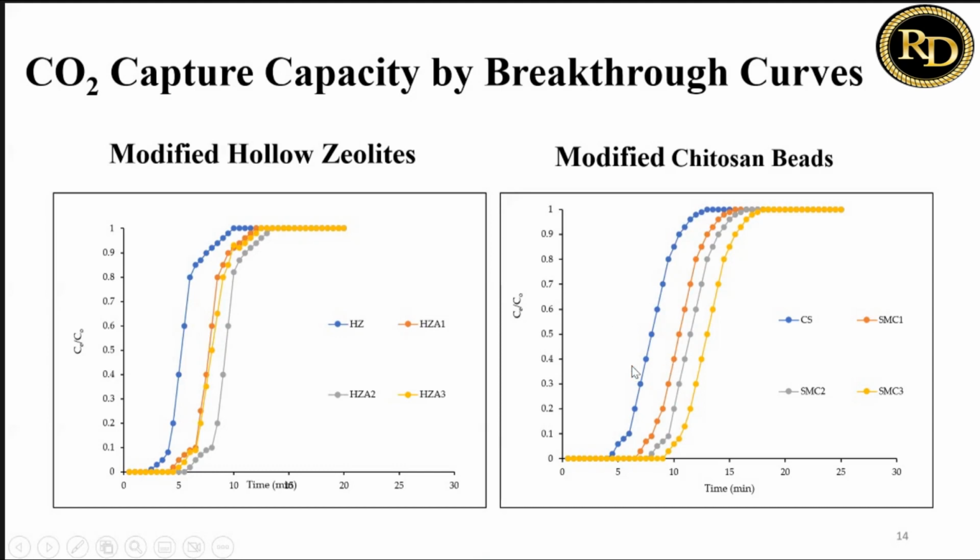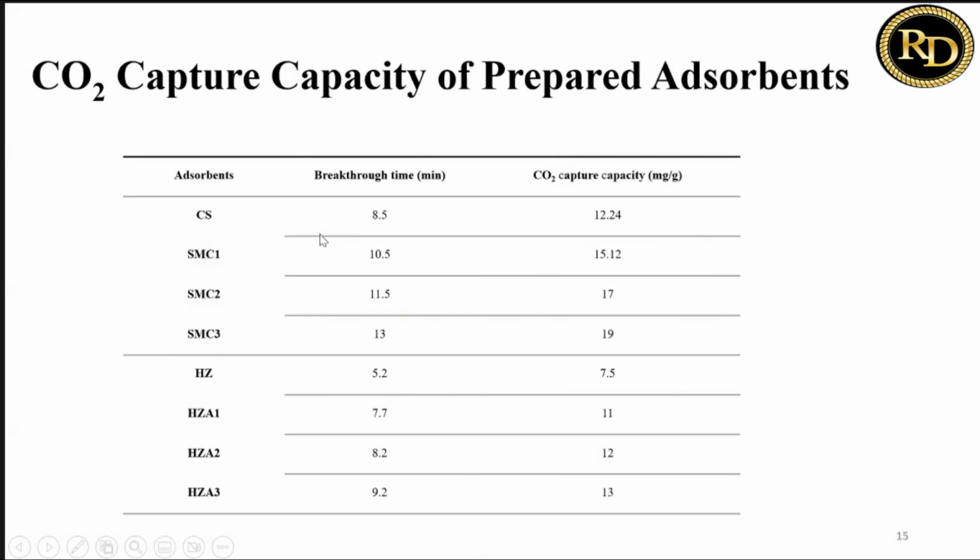There is the second graph. This shows the modified chitosan beads' adsorption capacity through the breakthrough curve. Here we can see that again pure chitosan was able to capture carbon dioxide, but the composites show much better adsorption behavior, and they were active for a much longer time. This is the tabulated form, the chitosan adsorption capacity in milligram per gram. The best result we obtained was with chitosan composite 3, in which we got 19 milligram per gram of carbon dioxide captured.